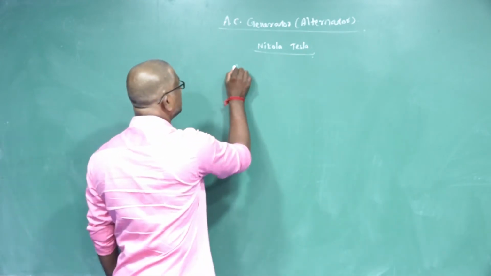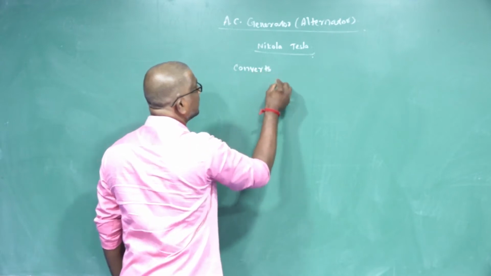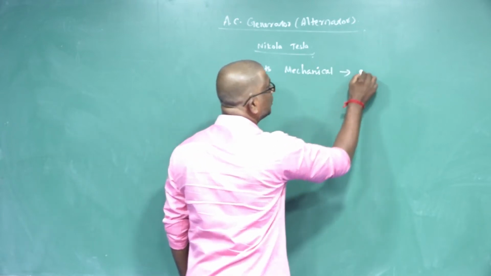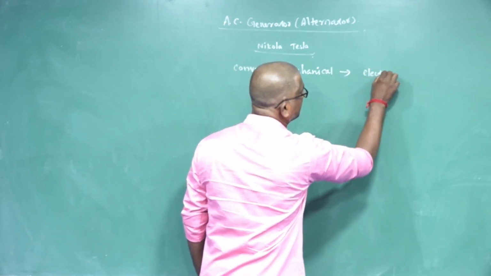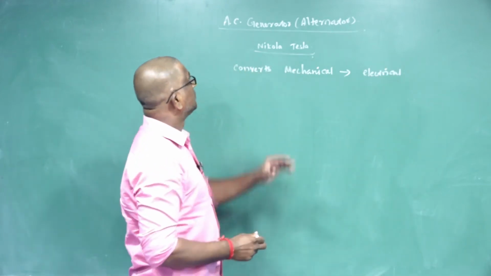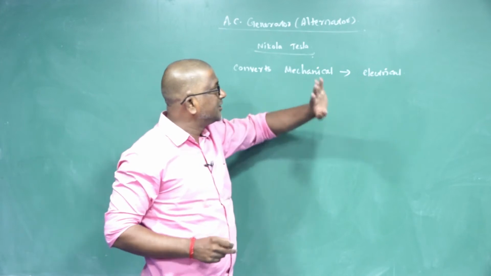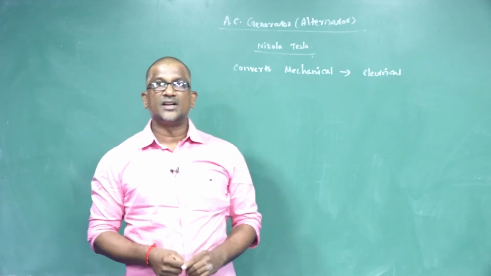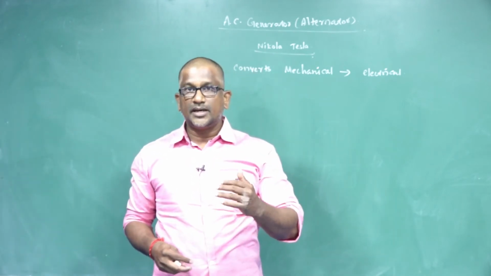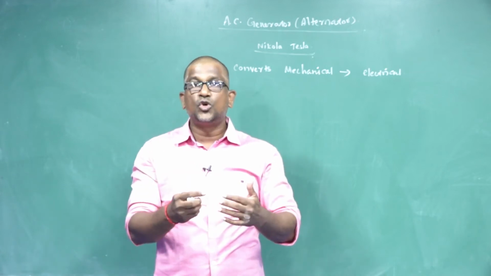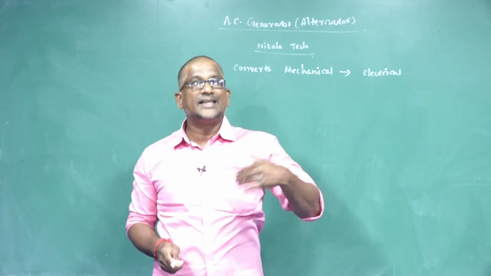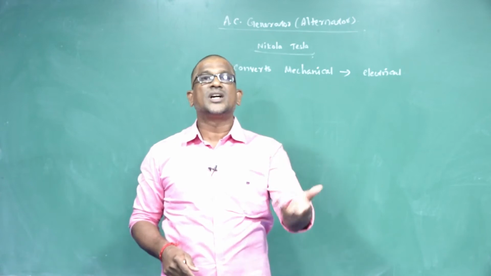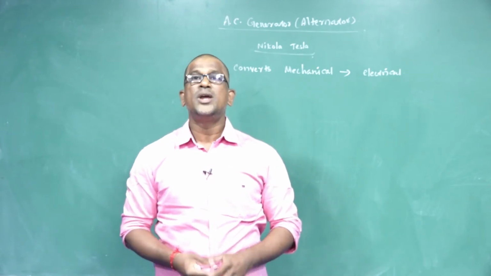So a generator converts mechanical energy into electrical energy. That is why the AC generator is an energy conversion device. The mechanical energy given to the AC generator is used to rotate the coil or magnet in the generator, which becomes converted into electrical energy.